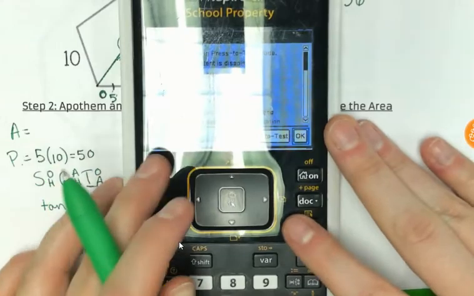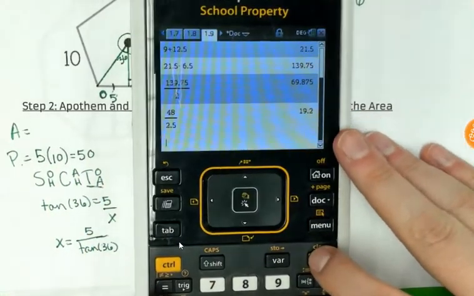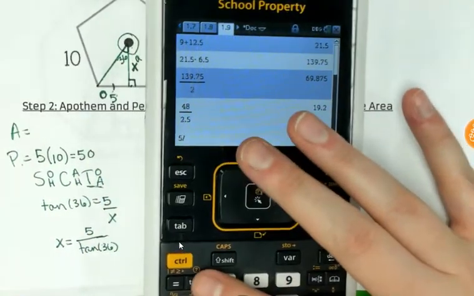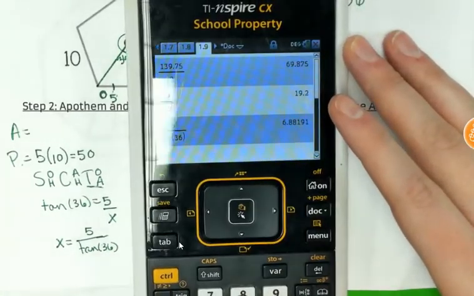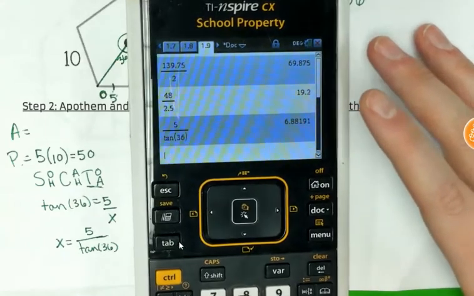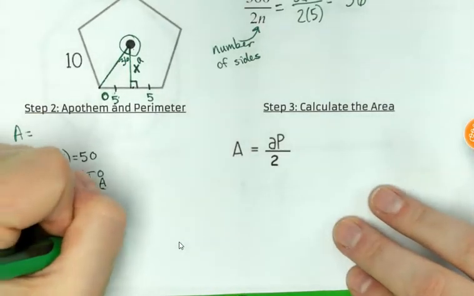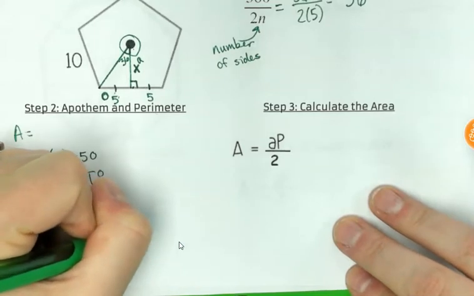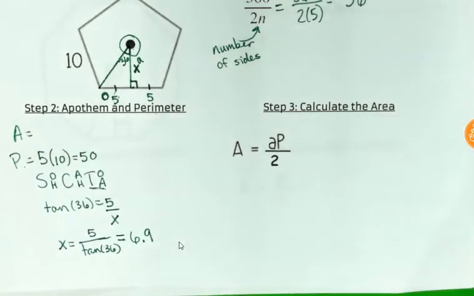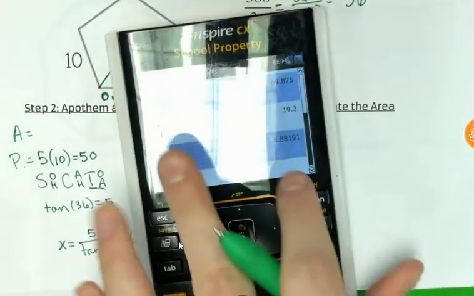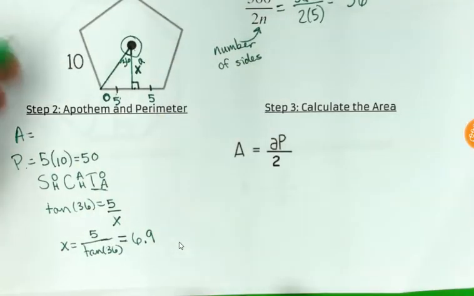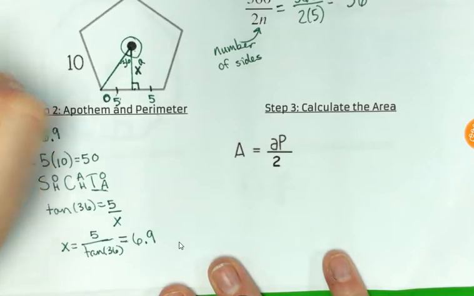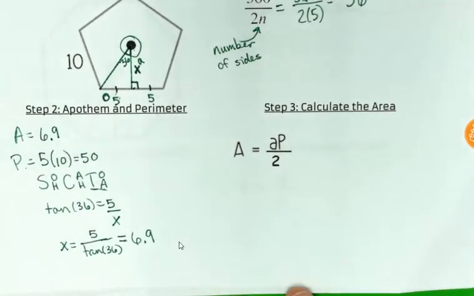So we're going to take our calculator. 5 divided by tangent of 36. So it's going to be 6.9. Right? And we'll go ahead and round this to the nearest tenth. Okay? And the reason it's 6.9, so it's 6.88, but that second 8 rounds it up to a 6.9. 6.9 is going to be our apothem.